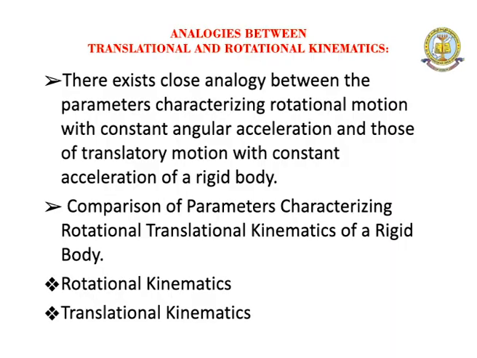There exists a close analogy between the parameters characterizing translatory motion with constant linear acceleration and those of rotational motion with constant angular acceleration of a rigid body. Comparing these two sets of equations, rotational and translatory kinematics of a rigid body. See, now these are all proved. When a rigid body rotates about an axis, we have found the rotational kinematics. So rotational motion is circular motion and translatory motion is linear motion.